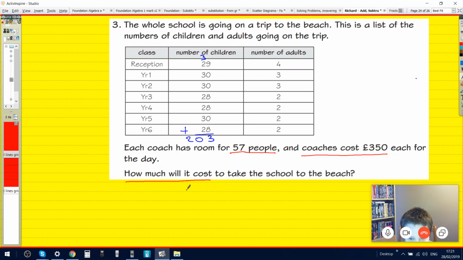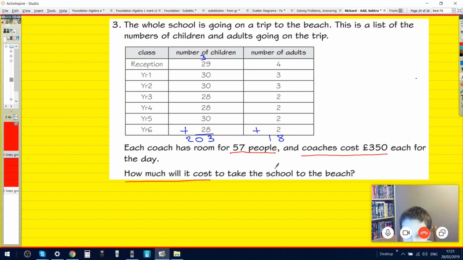We now know that. I think we now need to add the number of adults together to see how many adults there are in total. Yep. So we need to do 4 plus 3 plus 3 plus 2 plus 2 plus 2 plus 2. So 2 plus 2 plus 2 plus 2 is 8. 8 plus 4 is 12. 3 plus 3 is 6, and so 12 plus 6 is 18. Okay. So there's 203 children and 18 adults in total.